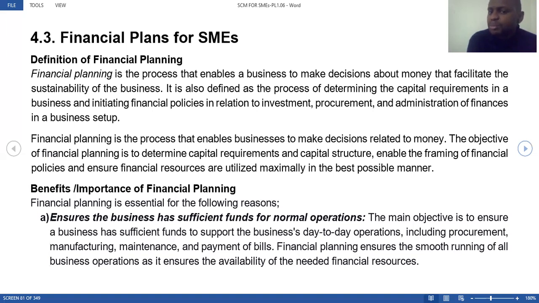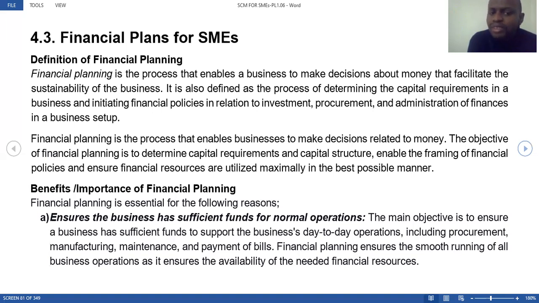It is also defined as the process of determining the capital requirements in a business and initiating financial policies in relation to investment, procurement, administration, and finances in a business setup. So financial planning will help you to determine how much you need for your business to run, how much you need to invest for your business to be operational. It also helps you to initiate some of the various policies that will support your business, both in the short run and in the long run.